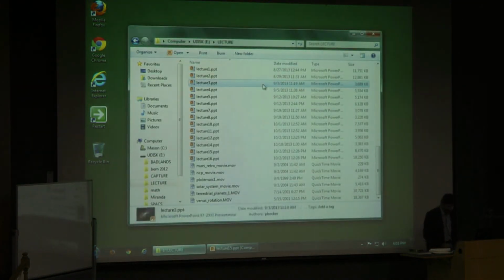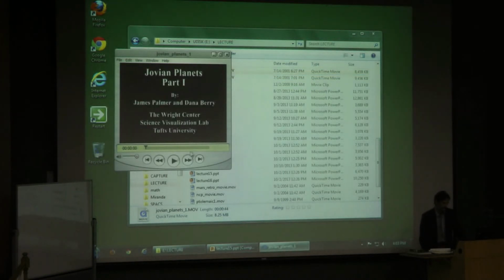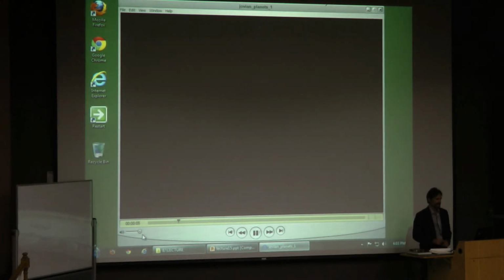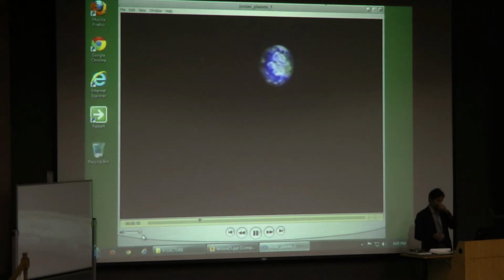Okay, let me see if I can show this Jovian one here. So again, another dramatic visualization. It starts off with Earth and we're comparing with the Jovian planets.